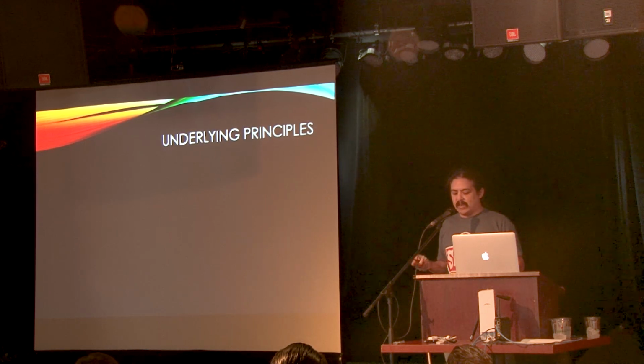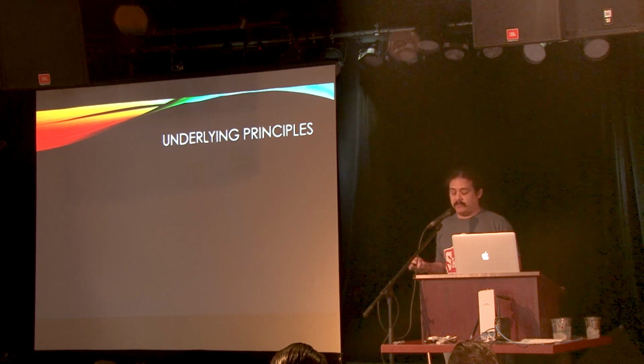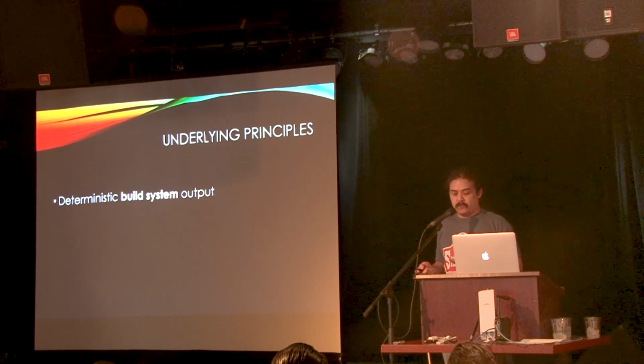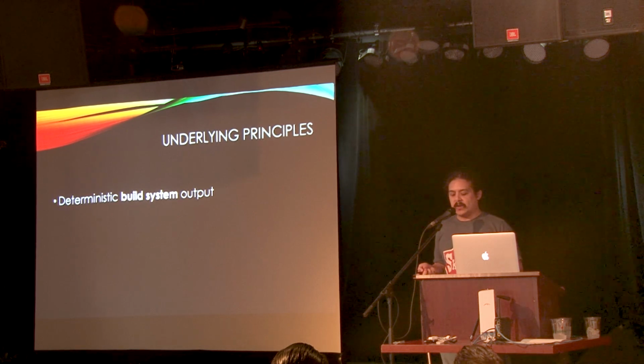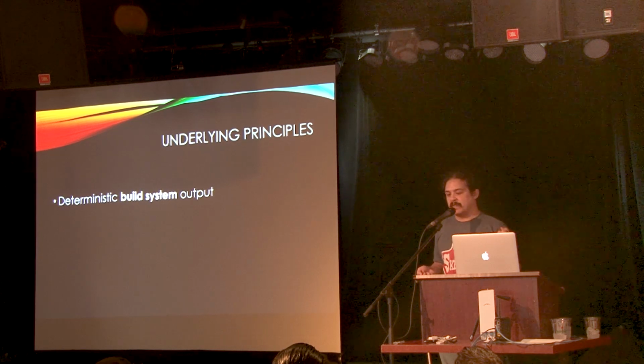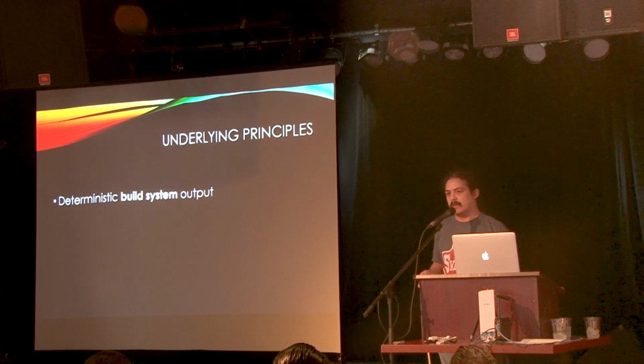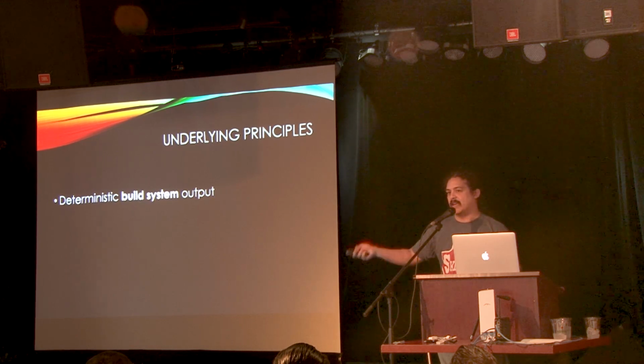So, the underlying principles of reproducible builds. The first one is a deterministic build system output. By that, we need a build system whereby transforming a given source, every time we pass it through, it must always give the same results. It must always create the same binary compiled end item.